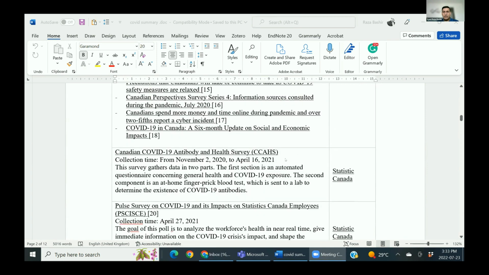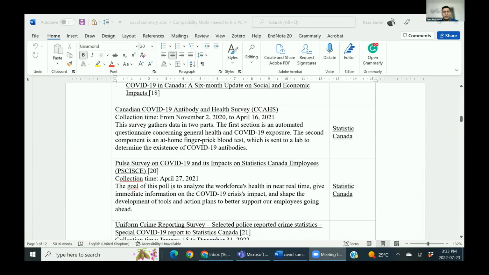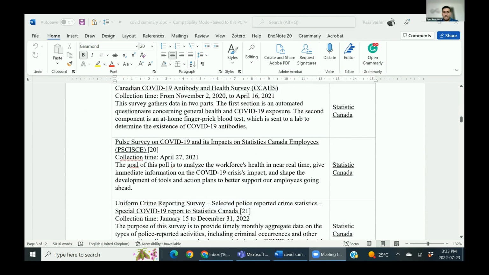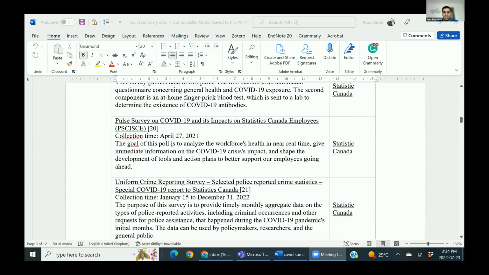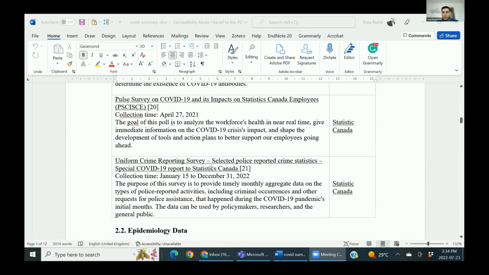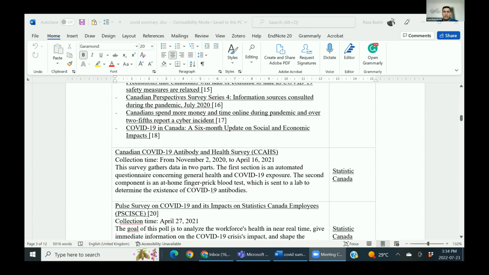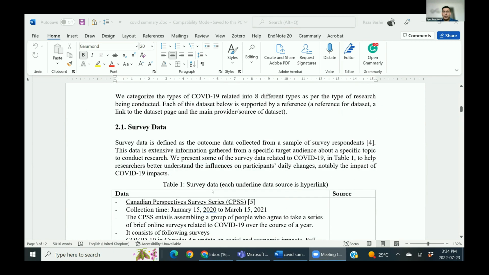Number 2 is the Canadian COVID-19 Antibody and Health Survey, CCAHS, again Statistics Canada. Then the Pulse Survey on COVID-19 and Statistics Canada employees. This is another dataset that we looked into. Then the Uniform Crime Reporting Agency select policy. So this is number 1, the datasets from the survey data.